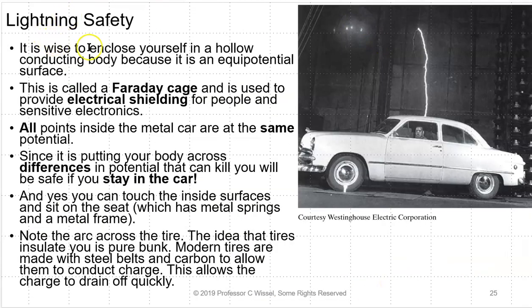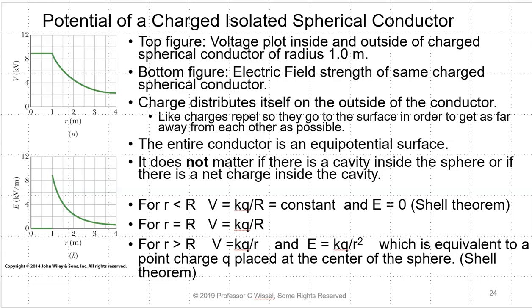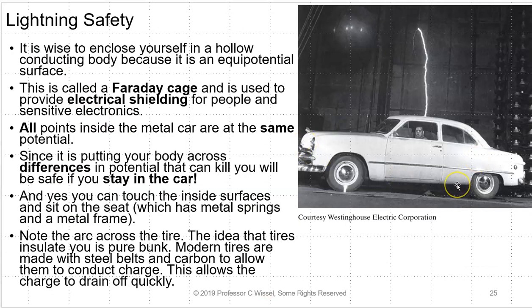Now, it is wise to enclose yourself in a hollow conducting body because it's an equipotential surface. This hollow conducting body is called a Faraday cage. It's used to provide electrical shielding for people and sensitive electronics. All points inside the metal car are at the same potential. Since it is putting your body across differences in potential that can kill you, you'll be safe if you stay in the car.